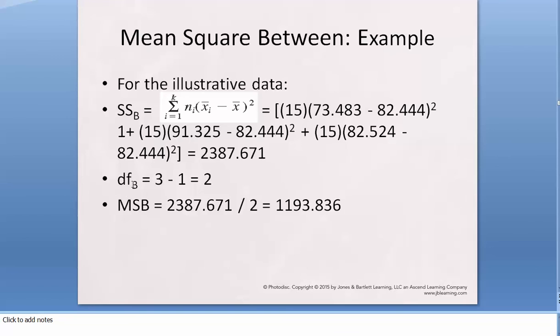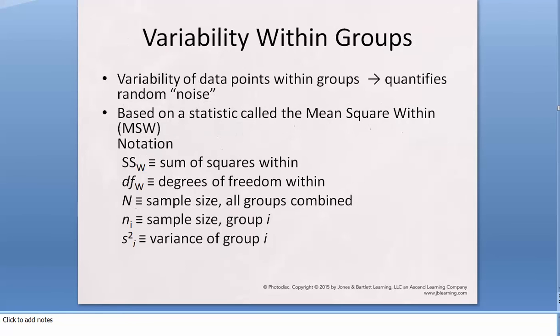Now the degrees of freedom for between is the number of groups minus 1, which is 2. And then of course to get the MSB you need to divide this by this, and then you will get this. All right, so we are just paving our way to doing the statistic.